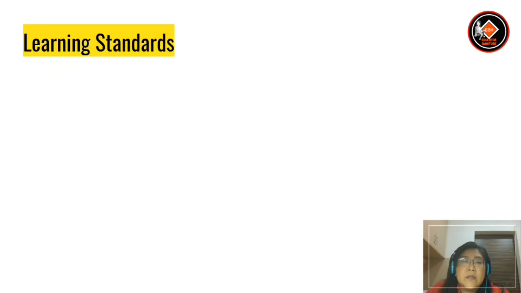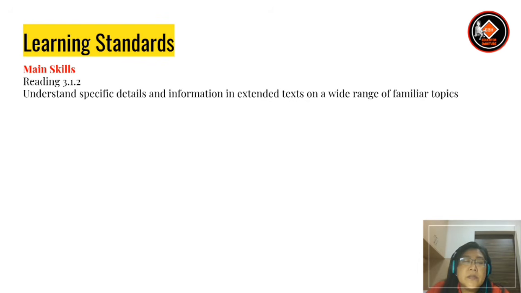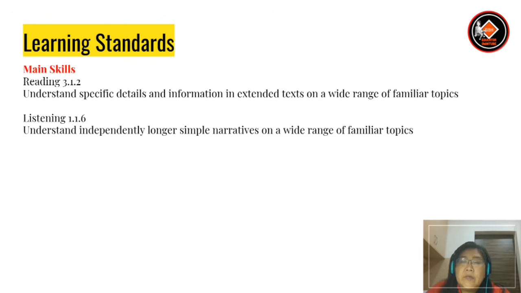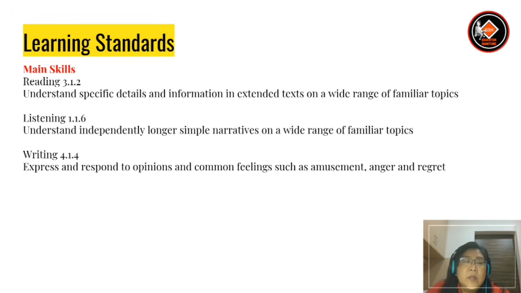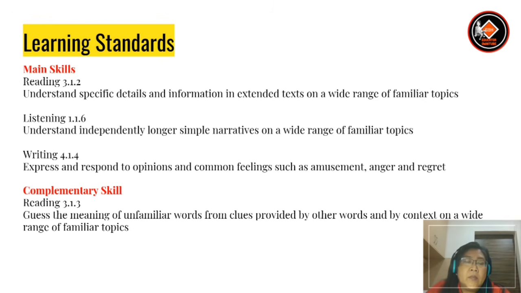Okay, let's look at the learning standards. First, you have the main skills, reading 3.1.2, understand specific details and information in extended text on a wide range of familiar topics. Then we have listening 1.1.6, understand independently longer simple narrative on a wide range of familiar topics. Then we have writing 4.1.4, express and respond to opinions and common feelings such as amusement, anger, and regret. And then the complementary skill, we have reading 3.1.3, guess the meaning of unfamiliar words from clues provided by other words and by context on a wide range of familiar topics.